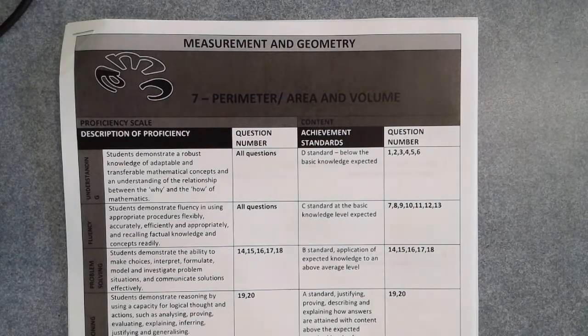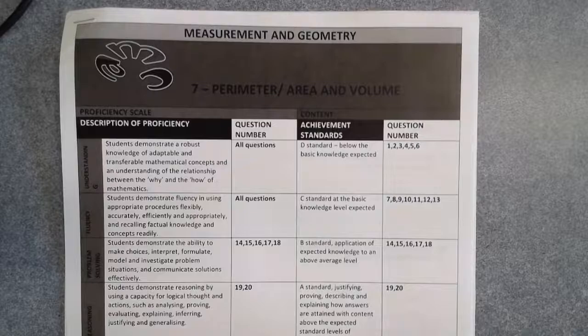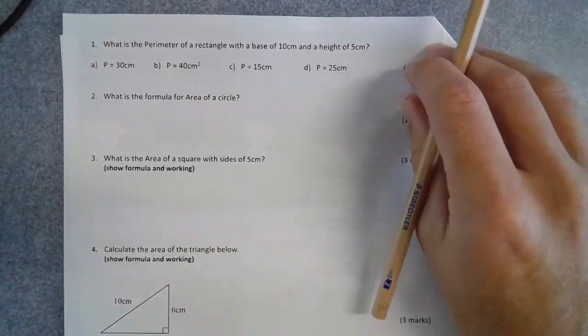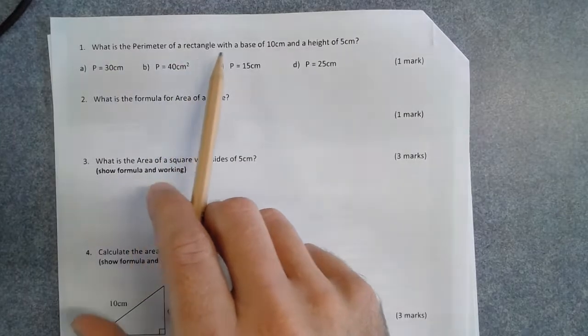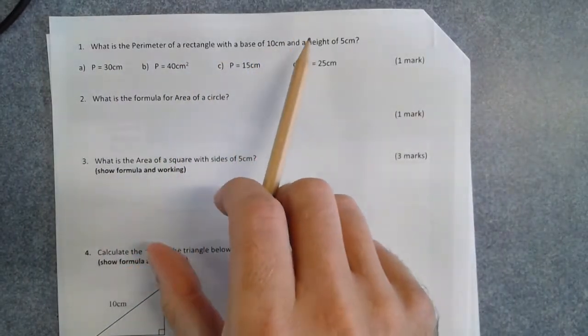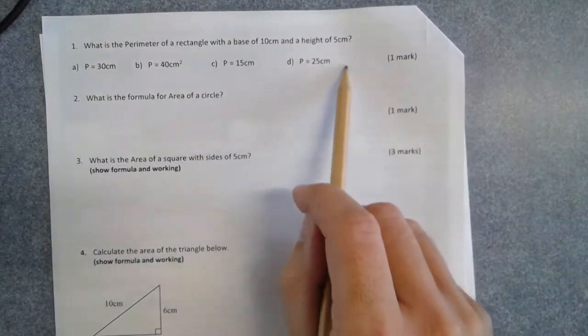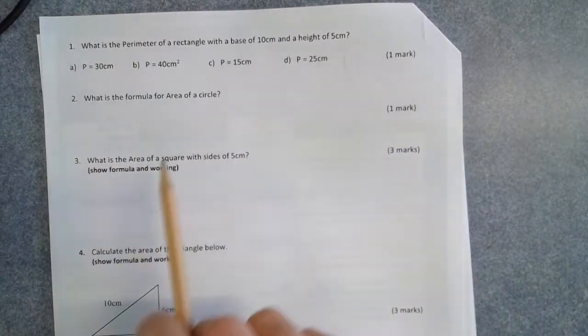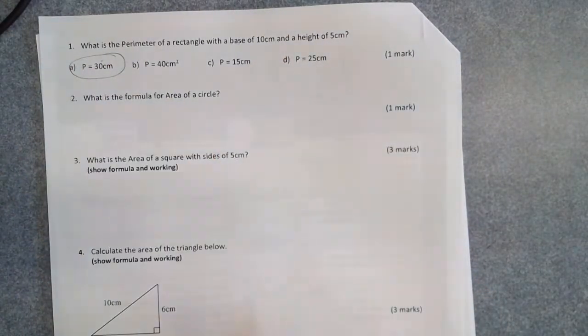Right, so here's the Year 7 2020 exam on perimeter, area and volume. Just going to go through it now. Number 1. What is the perimeter of a rectangle with a base of 10 and a height of 5? Well, if it's 10 by 5 and 2 lots of that, adds up to 30 centimetres.